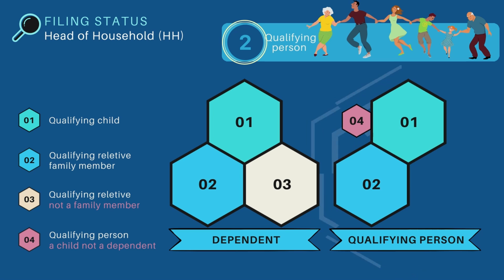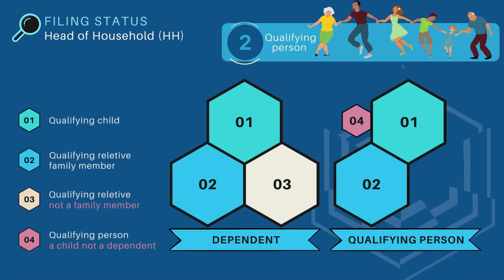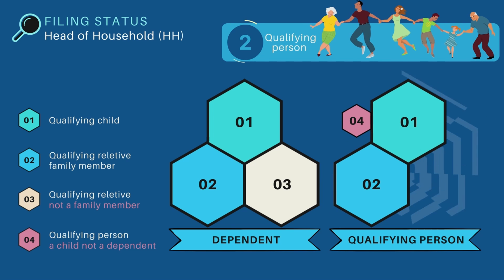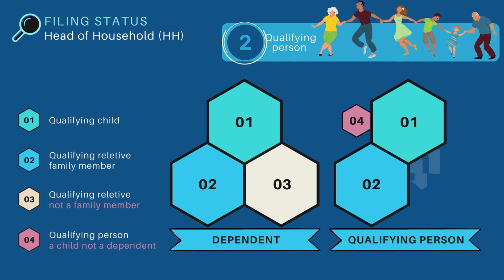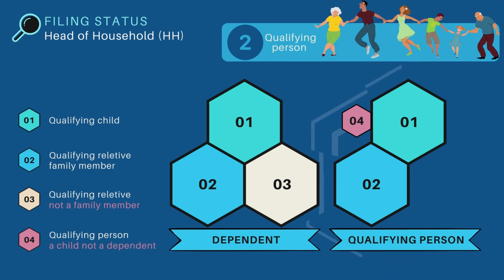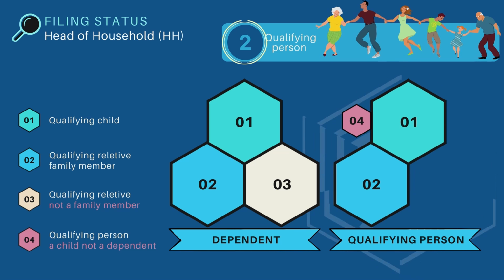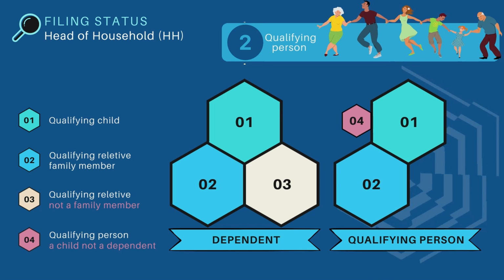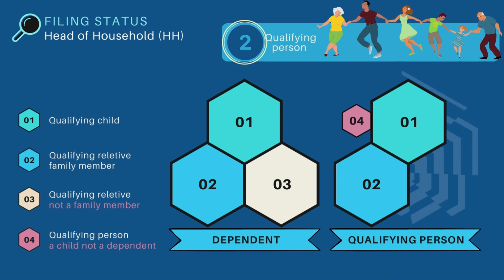Secondly, a dependent is different from a qualifying person. A dependent can be a qualifying child, or a qualifying relative who is a family member or not a family member. A qualifying person generally must be a qualifying child, or a qualifying relative who is a member of the taxpayer's family, not merely a member of the household. A qualifying person can be a child that is not even a dependent of the taxpayer. The custodial parent may claim a child as a qualifying person for head of household filing status, even if the other parent claims the same child as a dependent for other benefits.